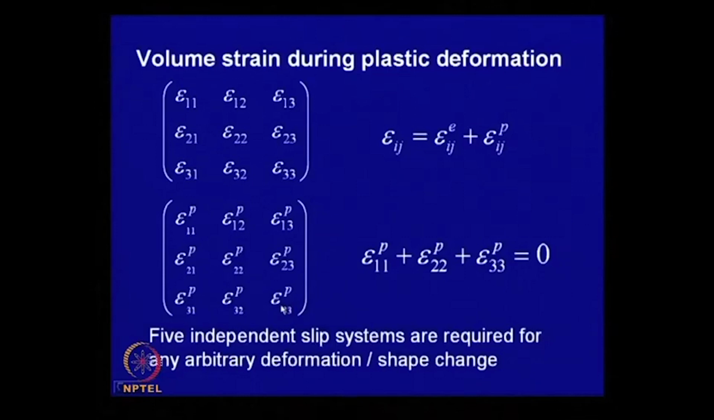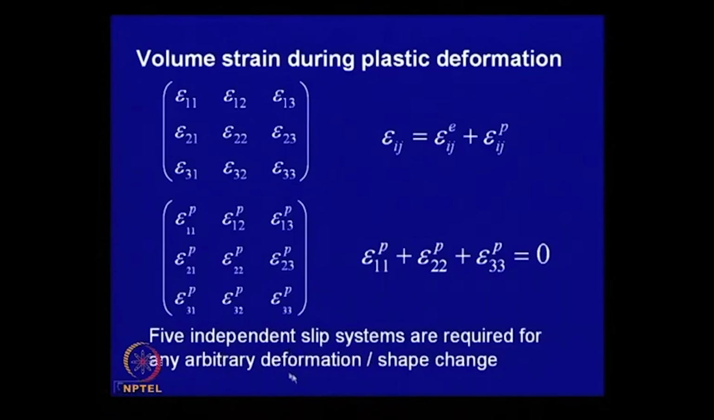And we have repeatedly mentioned that during plastic deformation, the lattice parameter does not change, the crystal structure remains the same, there is no lattice strain. So that means there is no volume change, so the sum of the diagonal elements is 0. Therefore, in the strain matrix, one of these gets fixed. If you know 2, you know the third one. So what you really have is 5 independent components of strain, and for each of these you need one slip system.